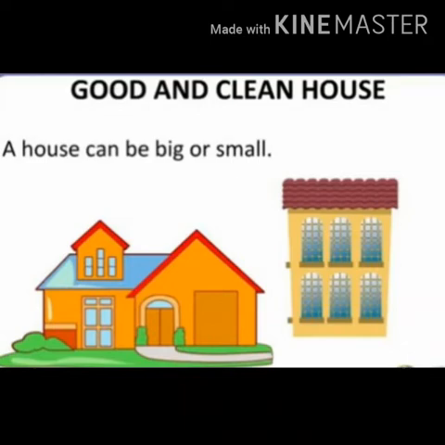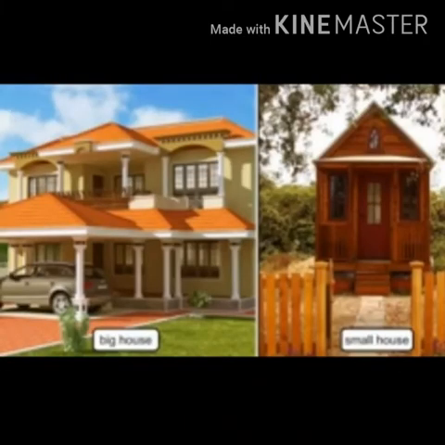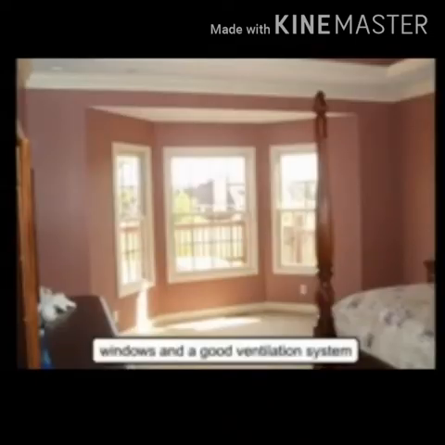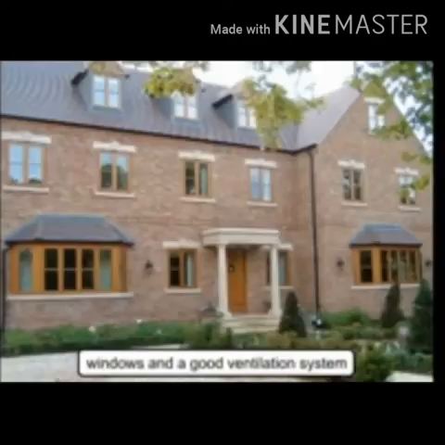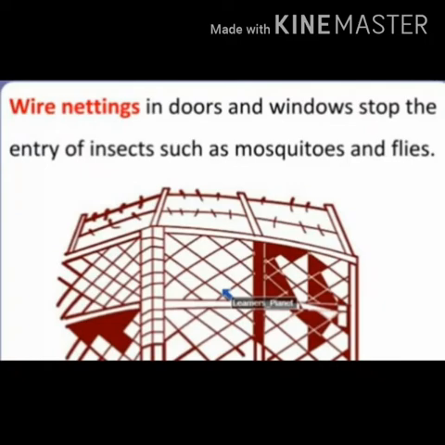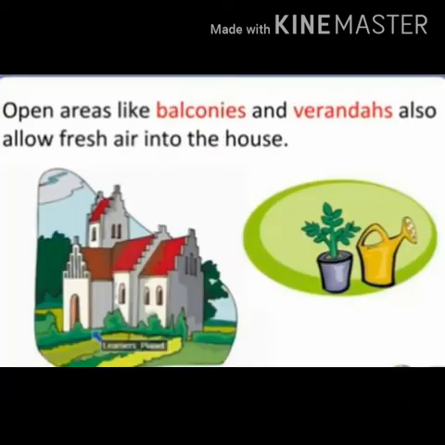A good and clean house. A house can be big or small, any type, but we have to keep the house clean. Windows and a good ventilation system should be there in a house. Sunlight should fall into the house. If there are many windows, we can have ventilation. In the windows and doors, we should have wire netting. For what purpose? To stop the entry of insects such as mosquitoes and flies, because mosquitoes may cause diseases.